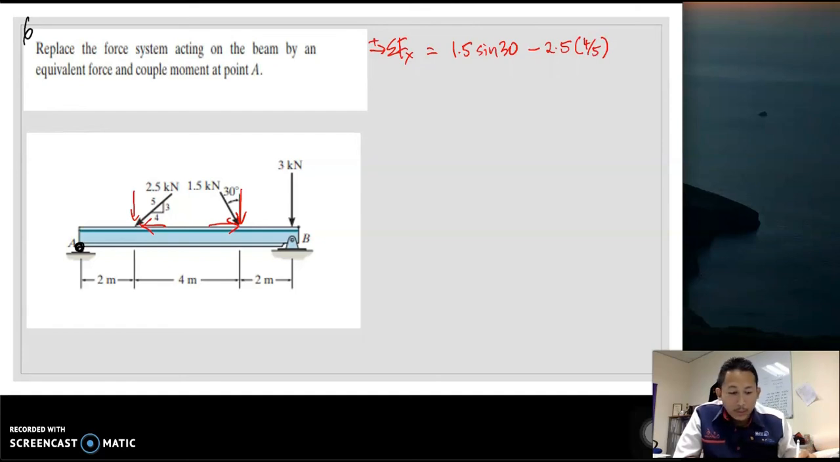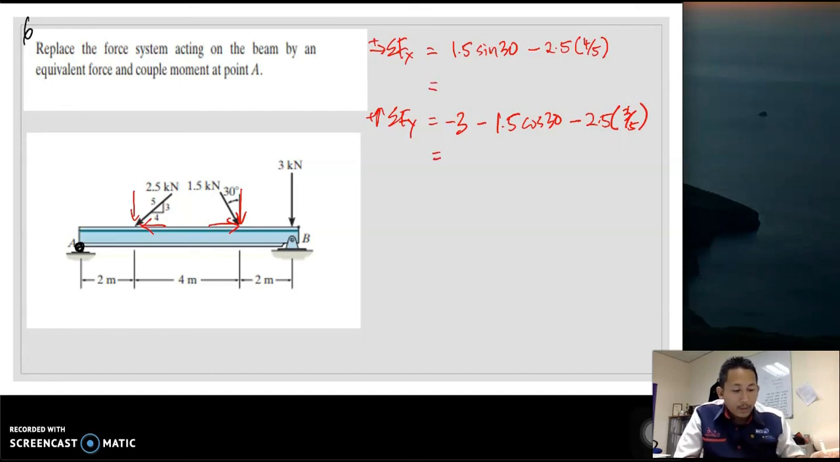So that is our Fx, and we need to calculate our Fy. For Fy, we have going up positive, but all of our forces are acting down, so negative Y, and for the first one we have negative 3 kilonewton minus 1.5 kilonewton cosine 30, and also we have minus 2.5 times 3 over 5.